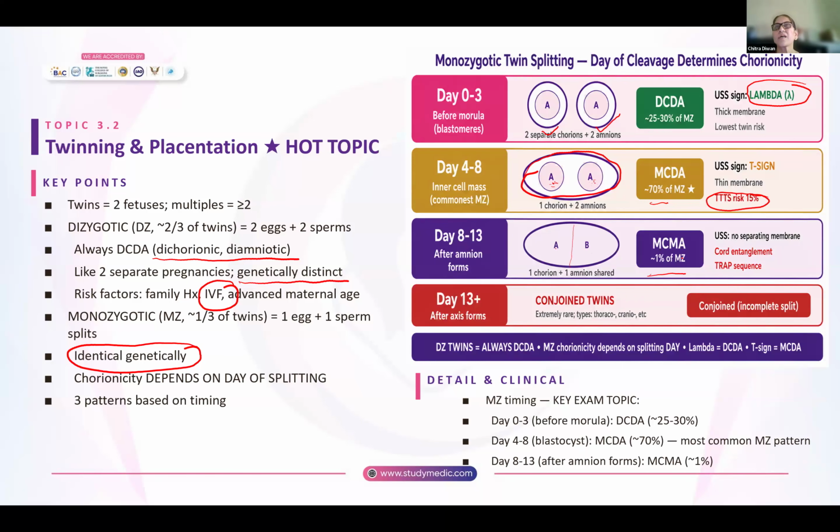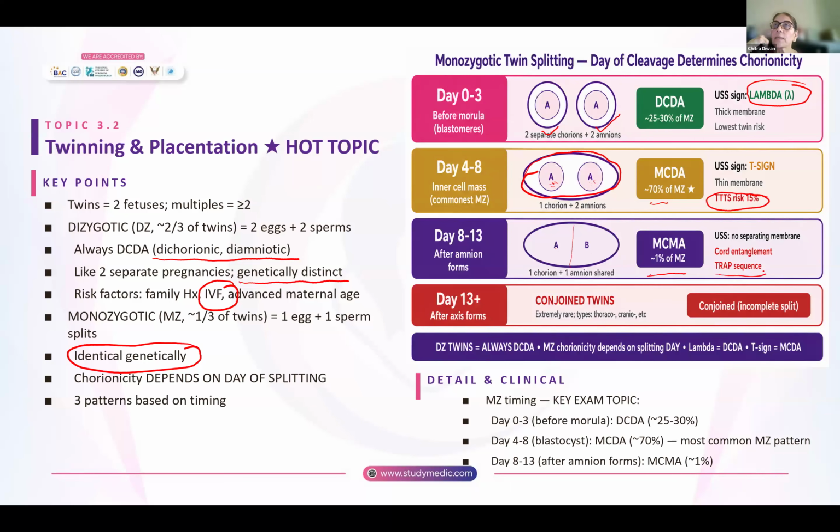These twins are at very high risk of complications because of cord entanglement. Okay, and there is a very high risk of intrauterine fetal deaths, and they have to be delivered very early, at around 32 to 34 weeks. And you can also get TRAP sequence in these twins.